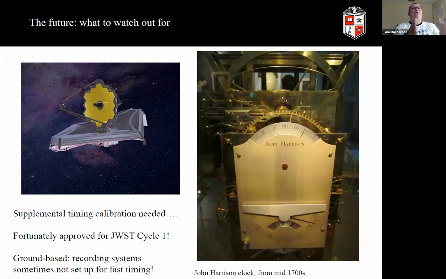So what you have to do to time James Webb data relative to other bands is to do some timing calibration. You need to have some targets that you know what their timing behavior is like and observe them from the ground and from James Webb, and then go observe your target.